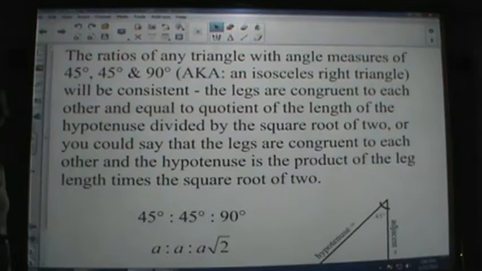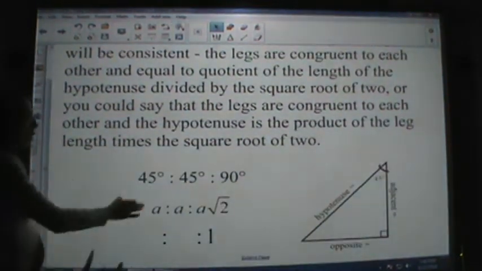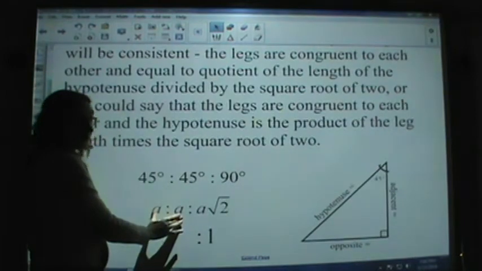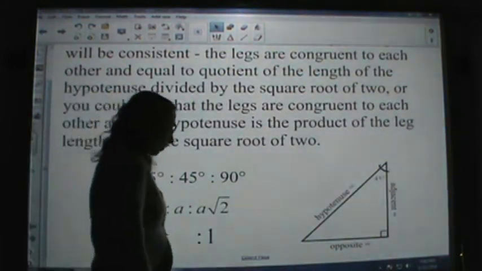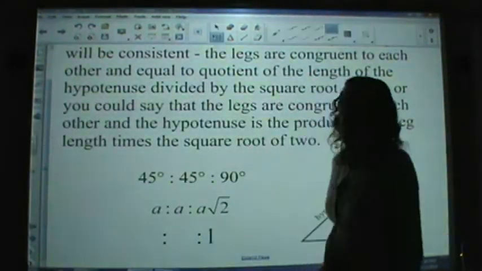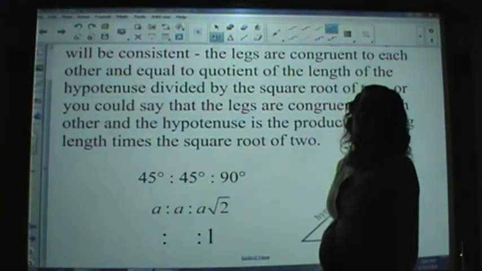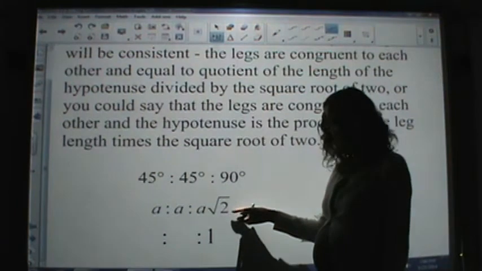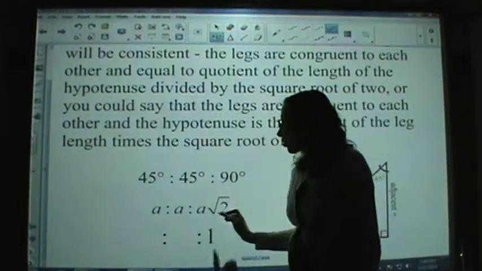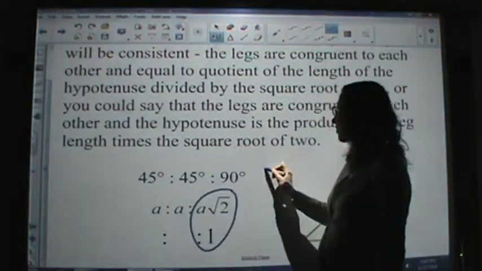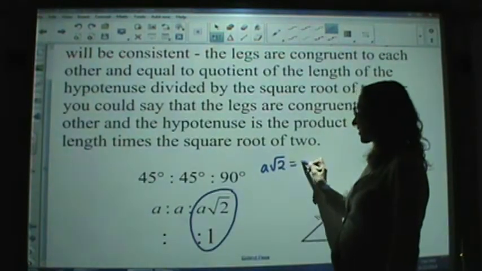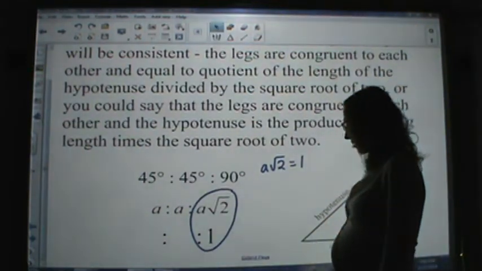45, 45, 90 triangles are another kind of special triangle. What makes them special is that they're isosceles. Two equal angles means that the two sides across from them have to be equal to each other. And again, if you do the Pythagorean theorem on it, a squared plus a squared makes 2a squared. You take the square root of that, a comes out, 2 cannot, and you get that. So again, some people force the hypotenuse to be 1 because it's convenient in trig a lot of the time.